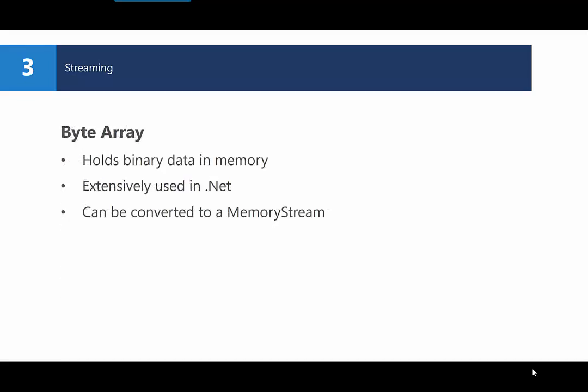Finally, let's look at a specific possibility with .NET streams. A byte array is an array that holds a list of bytes. This is extensively used in .NET. Many methods return an array of bytes. We can convert such a byte array to a memory stream. This opens the possibility to write a byte array into a blob field. Let's look at an example for that.